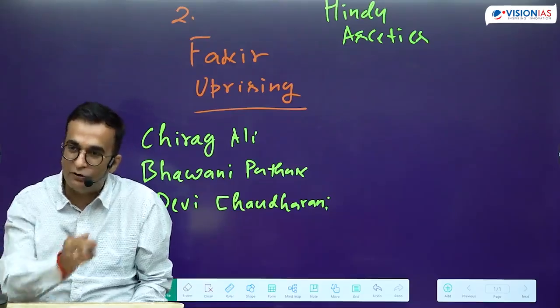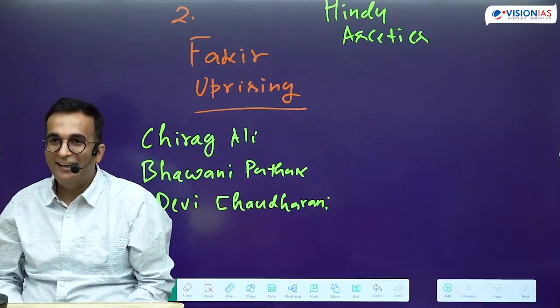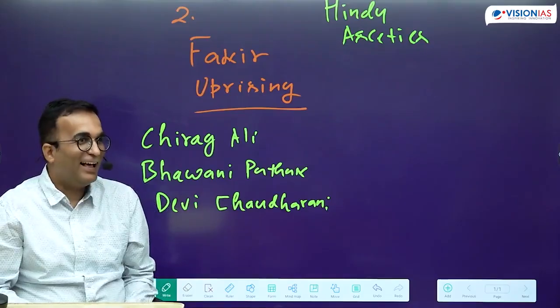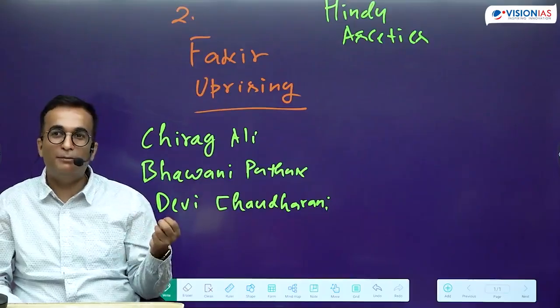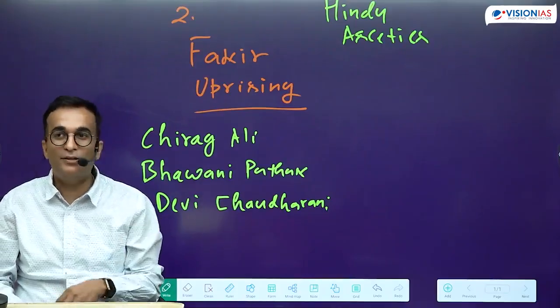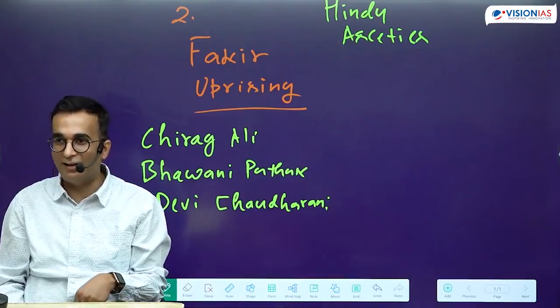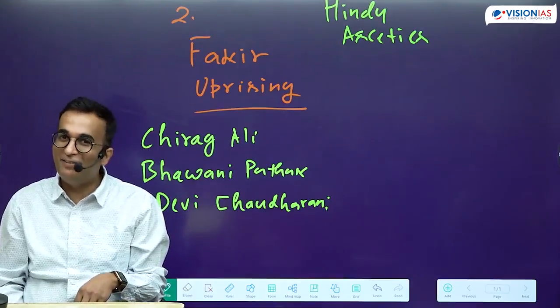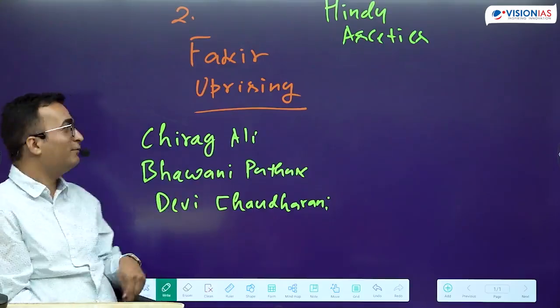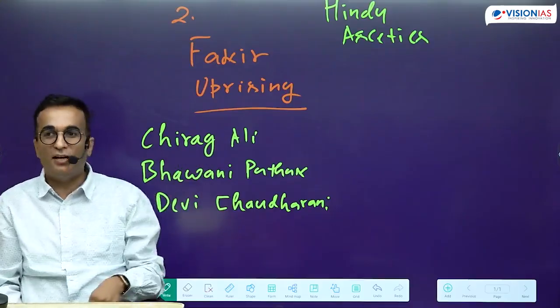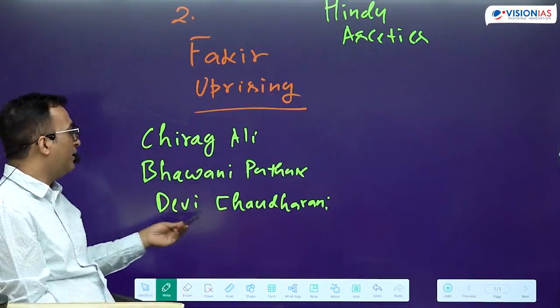She took it literally. And then she was moving from one place to another, searching, and people suggested that there is a dacoit who is actually a very good dacoit, and he is very helpful to the people who are in need. The name of the dacoit was Bhavani Pathak, and his aide Chirag Ali. So Bhavani Pathak adopted Devi Chaudharani.